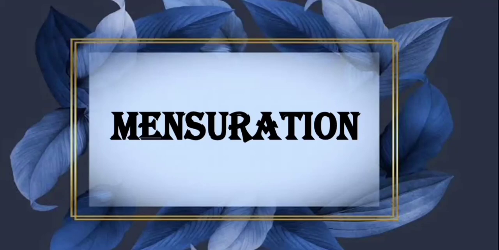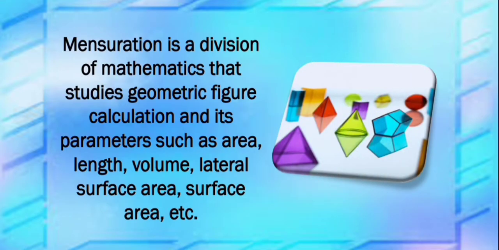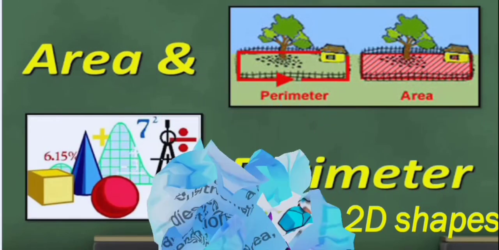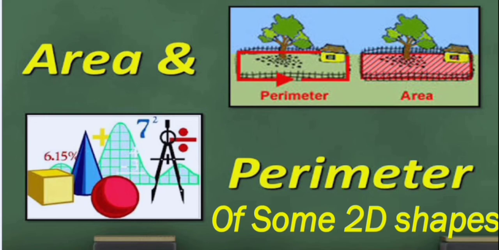Let's discuss what mensuration is. Mensuration is a division of mathematics that studies the calculation of geometrical figures and their parameters, such as area, length, volume, lateral surface area, total surface area, etc. Now let's see the area and the perimeter of some 2D shapes.